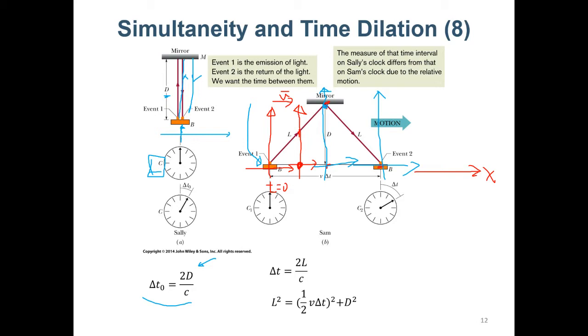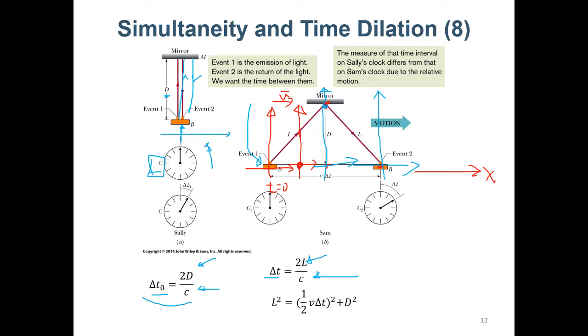So the postulate of relativity comes in because for the stationary reference frame, the light moves 2L. However, for this moving reference frame, the light moves D, so the time should be different for them. This time should be shorter, and this time should be larger, so that the speed of light remains the same.